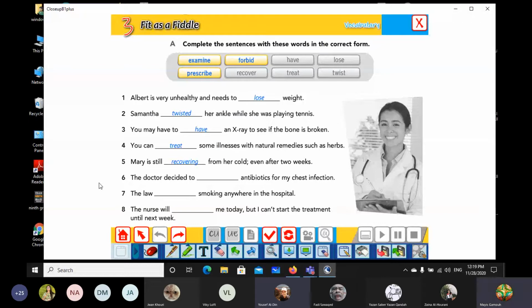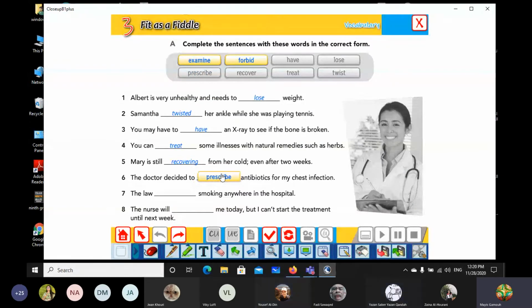Yes, teacher. Okay. The doctor decided to prescribe antibiotics for chest infection. Infection, yes. What is the meaning of antibiotics? Do you know?